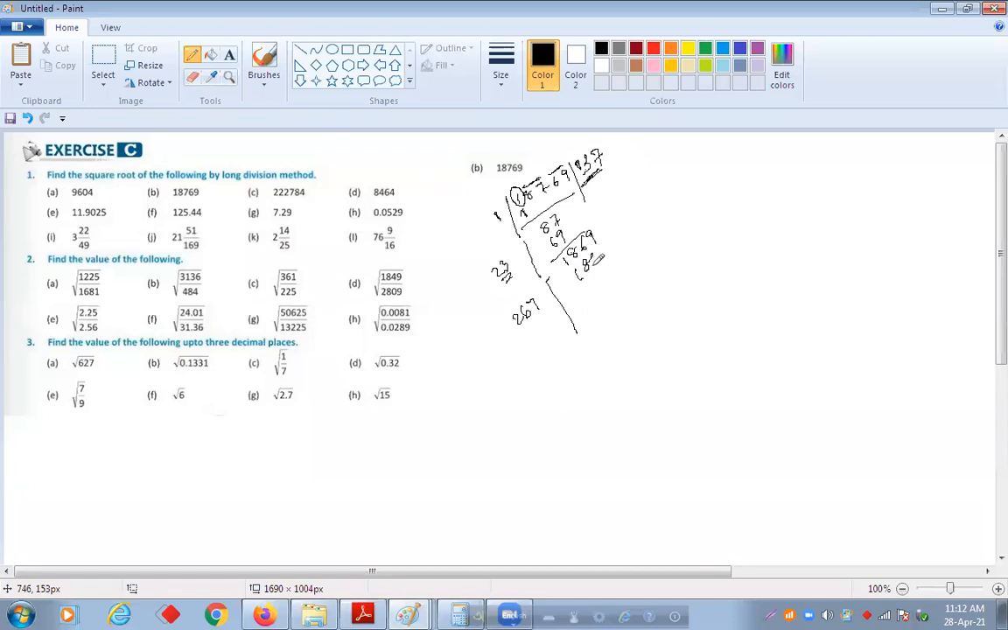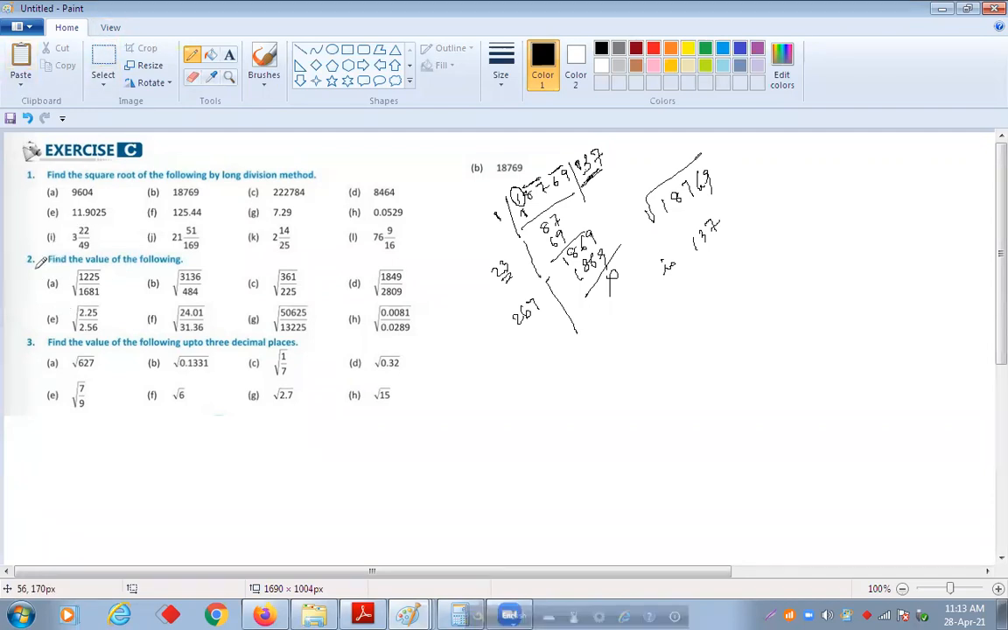So the square root of 18769 is 137. Hope you have understood how to find the square root. Everyone has understood that? If not, you can see the recording. This will be there in your app.